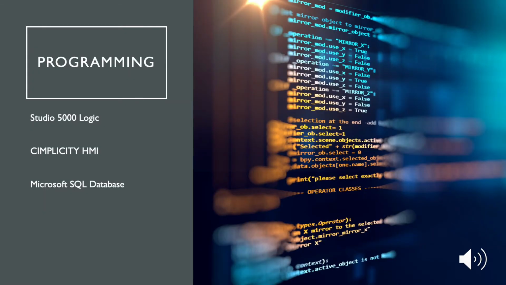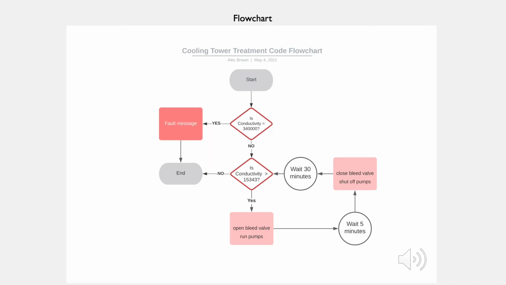Now I'll talk about the programming used in this project. All the actual control for this project was done by Studio 5000 ladder logic. And then there was a Simplicity HMI that was used just to monitor the operation. And then conductivity was graphed over time using a Microsoft SQL database.